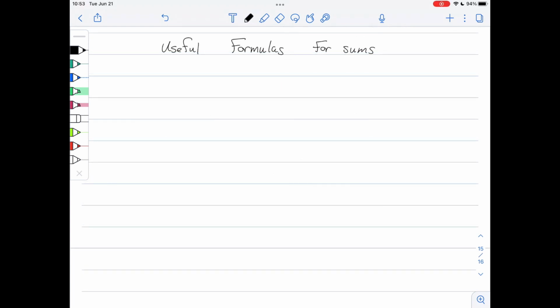So now that we have an example, we know how to work with these sums and split them up and write them into two different sums. Let's look at some useful formulas that are actually going to help us evaluate these sums. So the first one is the sum from 1 to n of 1 is just going to be n. We've already seen that, but let's just write it down. The second formula is the sum from 1 to n of i, and that's going to be n times n plus 1 over 2.